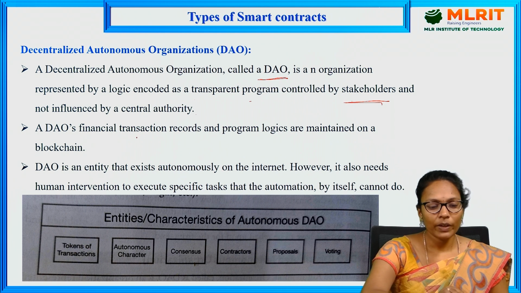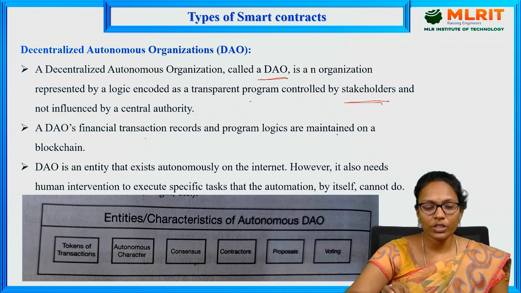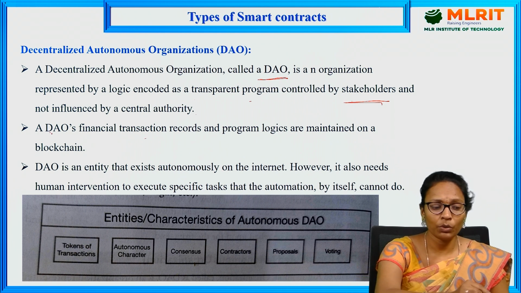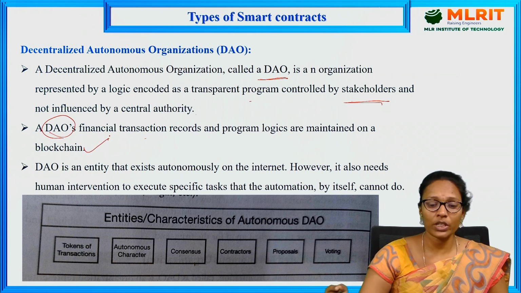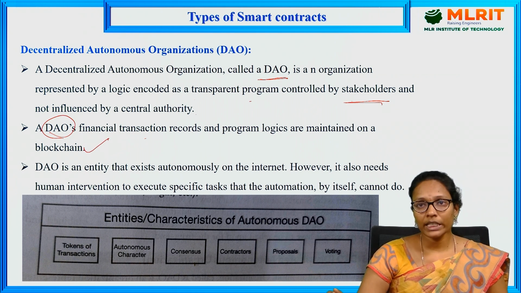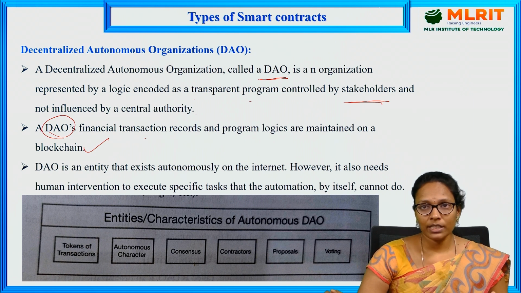A DAO's financial transaction records and program logic are maintained on a blockchain. As we know, DAO is again an application of blockchain. So everything you are doing inside the DAO, whether you're taking a decision, implementing something, or creating something, whatever it may be, everything will be noted in the blockchain and that will be visible to all the stakeholders.